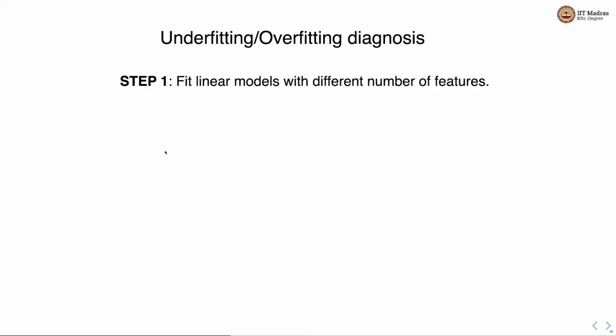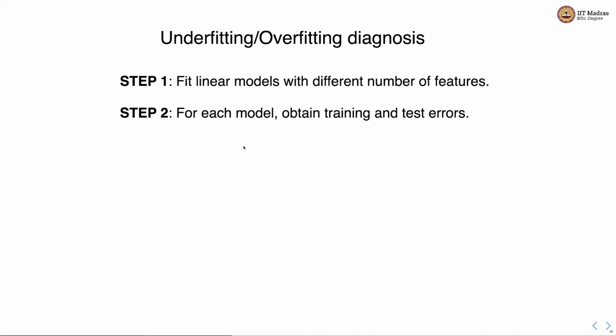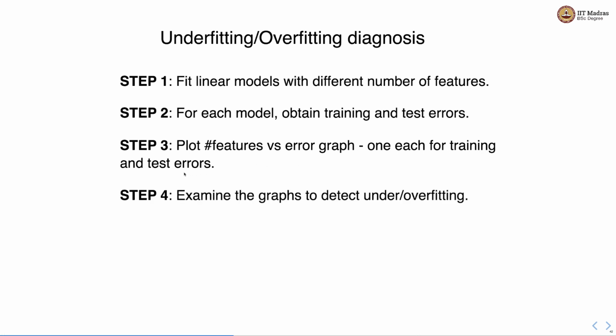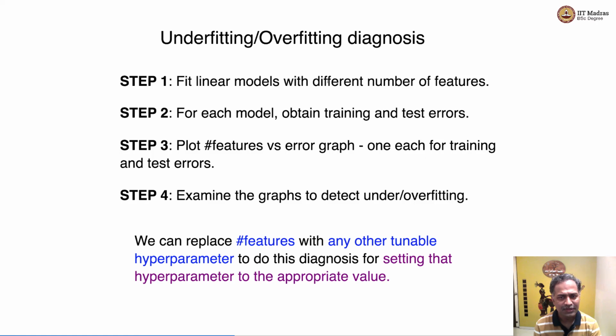So here the first step is to fit linear models with different numbers of features. For each model, we obtain training and test error, and then we plot a number of features versus error graph. In this error graph there will be two curves, one for training and second for test errors. We examine these graphs to detect underfitting or overfitting issues. We can replace the number of features that we are using here in step 1 with any other tunable hyperparameter. When we do that, we are able to find out whether the model is underfitting or overfitting, or whether that's the right fit, for what kind of values of that hyperparameter. And then we can set the appropriate value of the hyperparameter such that we are getting optimal evaluation error on the test set. So we can follow this general process in order to tune the hyperparameters.